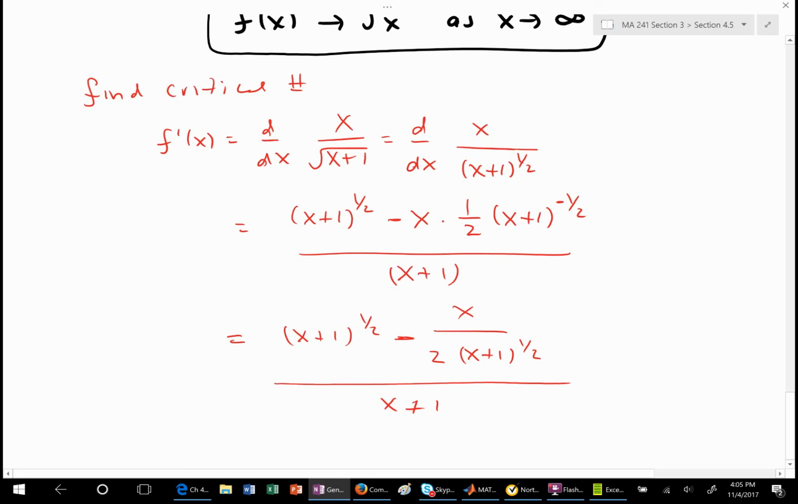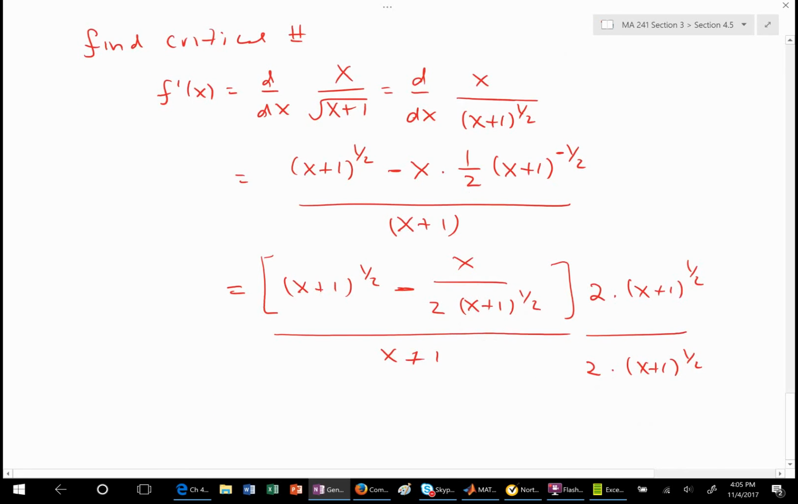So what I'm going to do when I'm working with a numerator and I have a fraction in the numerator is I'm going to get rid of the denominator by multiplying the denominator over itself. So I'm going to multiply top and bottom by 2 times x plus 1 to the 1/2 power. And you can use square root, right? Either one's fine. And of course, the reason why I do that is when I distribute, I'm going to get rid of that denominator in the second term, right? So I go ahead and just multiply through.